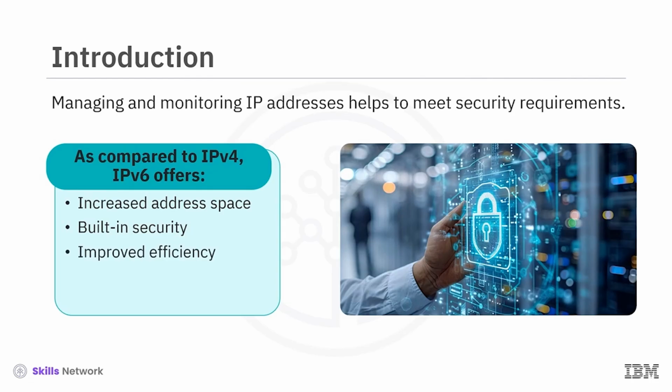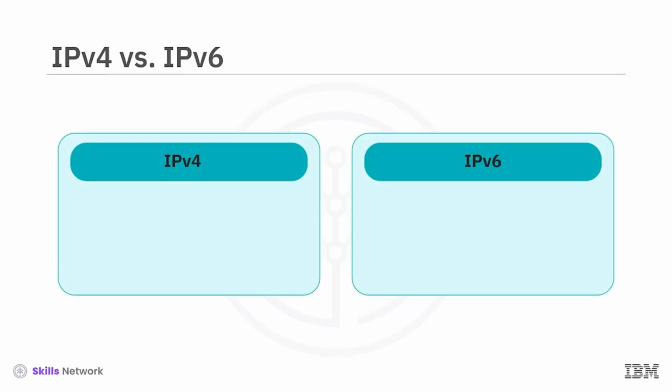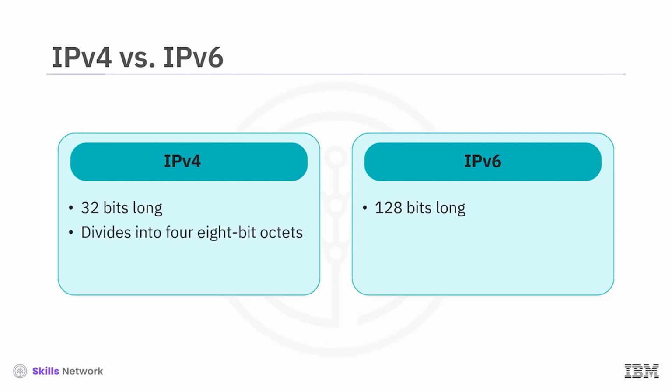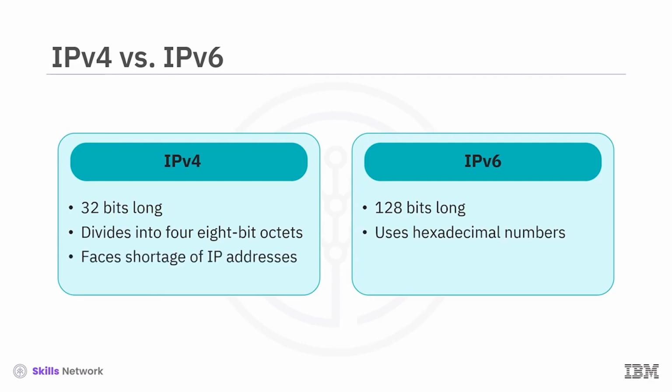Let's compare the structure of IPv6 over IPv4. The IPv4 addresses were 32 bits long, whereas the IPv6 extended the address lengths from 32 bits to 128 bits. IPv4 address is 4 8-bit octets, and IPv6 deals with hex numbers. Finally, IPv4 faces a shortage of IP addresses, which is resolved with the help of the latest version of IPv6.